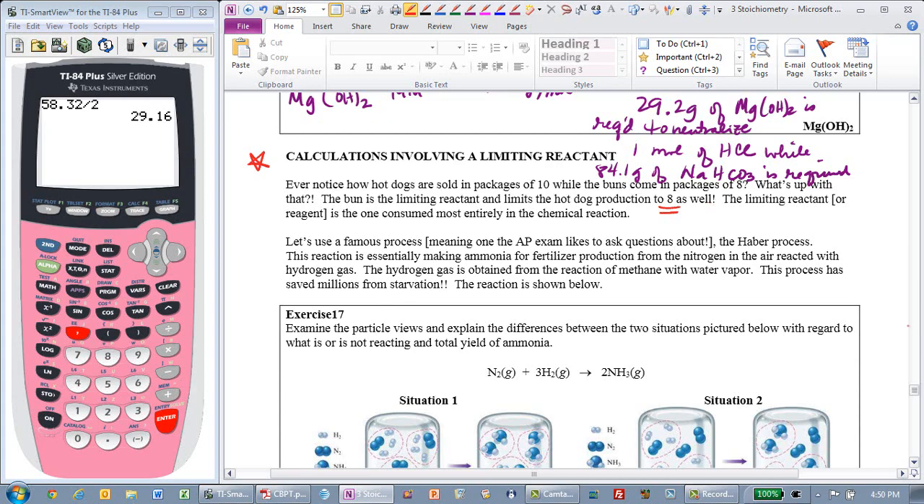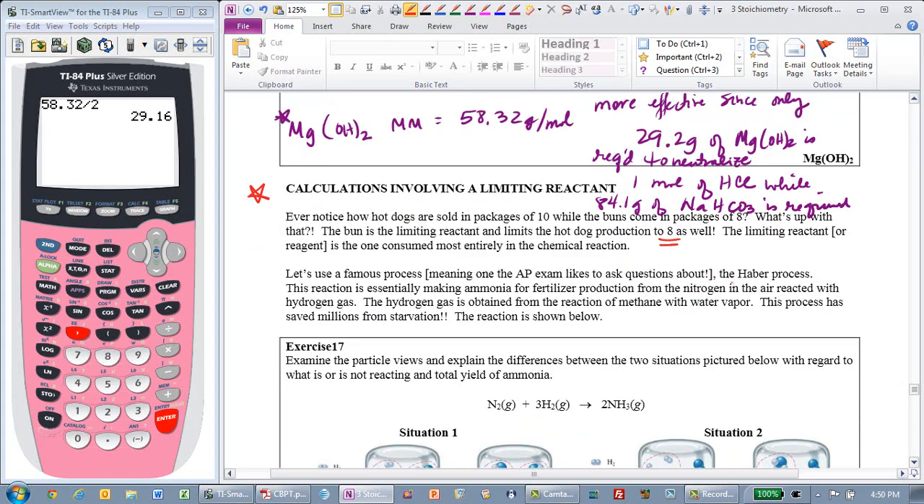All right, so we're going to do this through a very famous process you might as well get used to, which is called the Haber process. Some people say Haber, but it's a German word, so having had 3 semesters of German in college, one would say it as Haber. But I do have a Texas accent, so I could mess that up too. This reaction essentially makes ammonia for fertilizer production from the nitrogen in the air reacting with hydrogen gas. The hydrogen gas is obtained from the reaction of methane with water vapor. This process has made fertilizer very cheap and commonly available, and has saved millions from starvation in more developed countries.